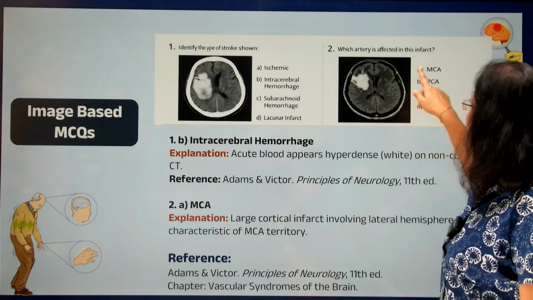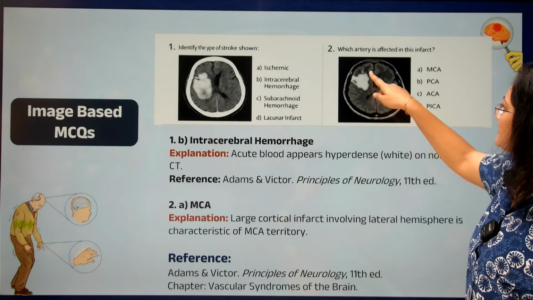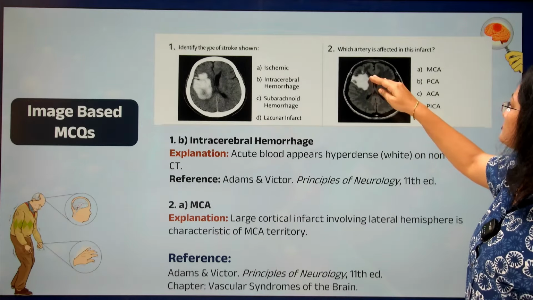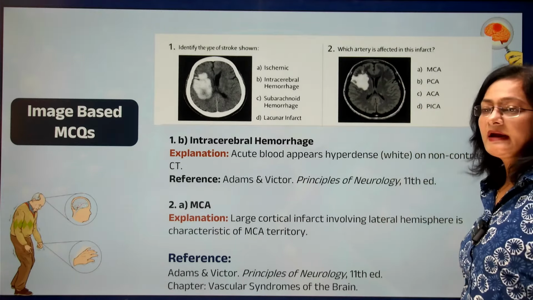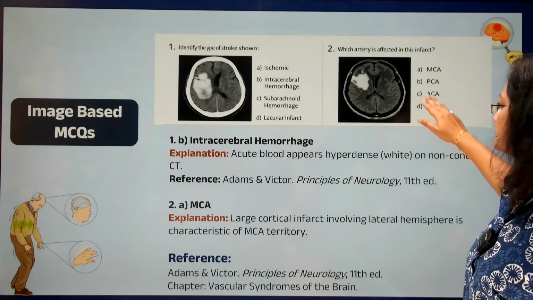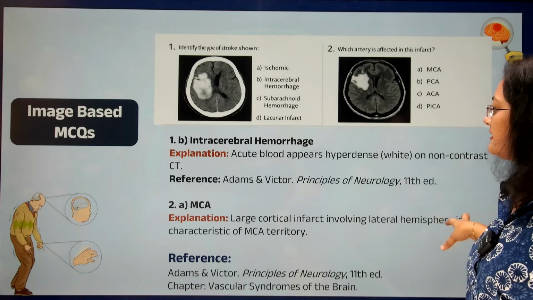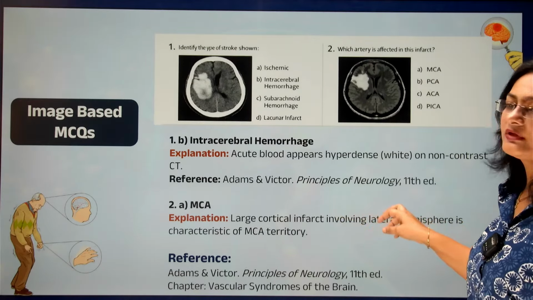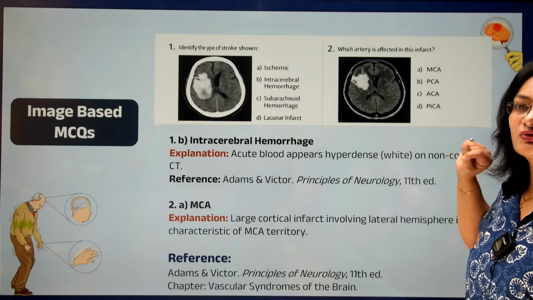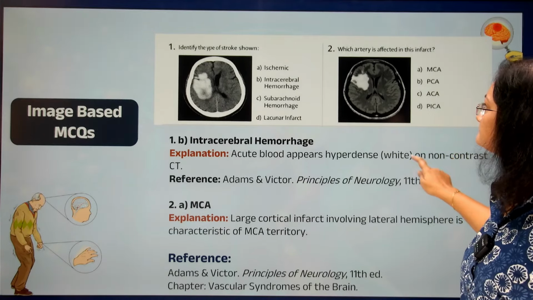Second: which artery is affected in this infarct? This area mainly supplies the frontal lobe, and the frontal lobe is supplied by the middle cerebral artery. We have four options. Out of these, a large cortical infarct involving the lateral hemisphere is characteristic of MCA territory involvement. So this second image shows affection of the MCA territory.